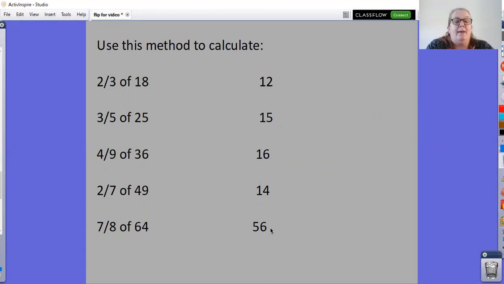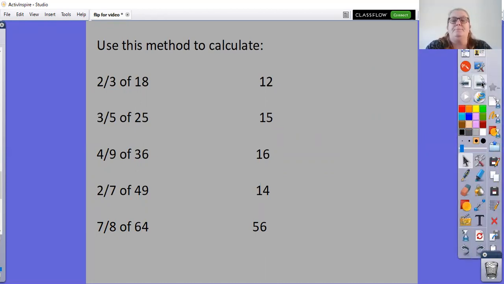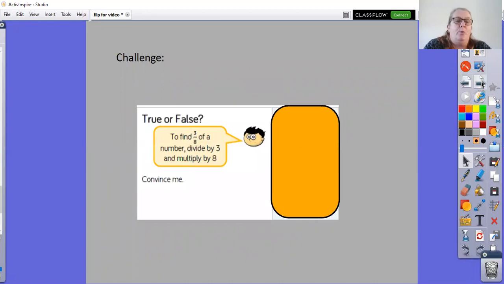Make sure you've drawn it out though. It does get tricky. You don't have to draw big objects, you can just do dots for the higher numbers. So make sure you draw it out. If you've got them right, give them a tick. If you haven't, go back and have another go. See if you can get the same answers that I've got. So you can pause the video at this point and go back and have another go, or you can move on to the challenge, which is a true or false.